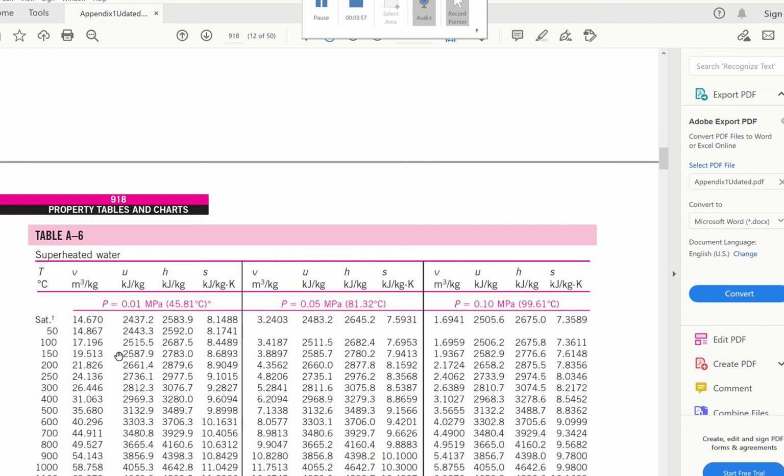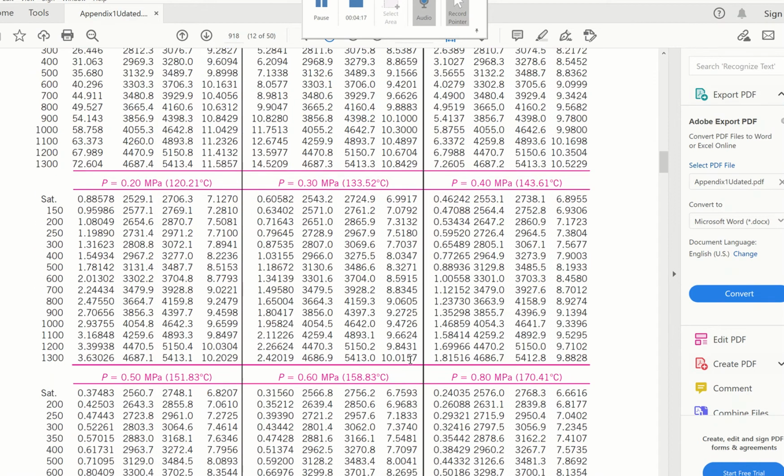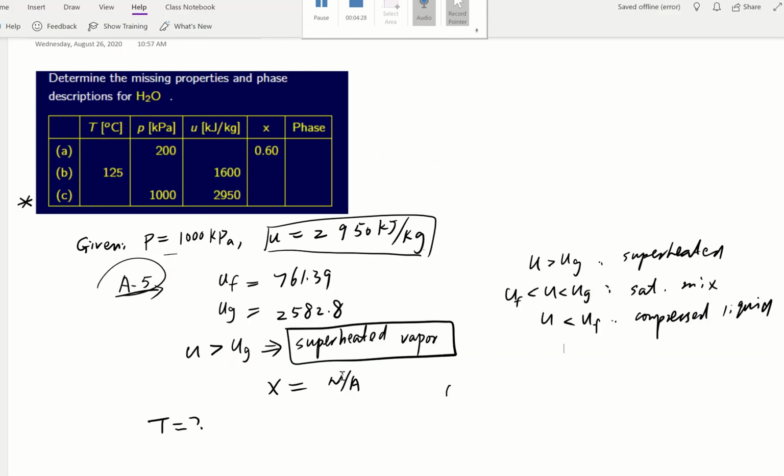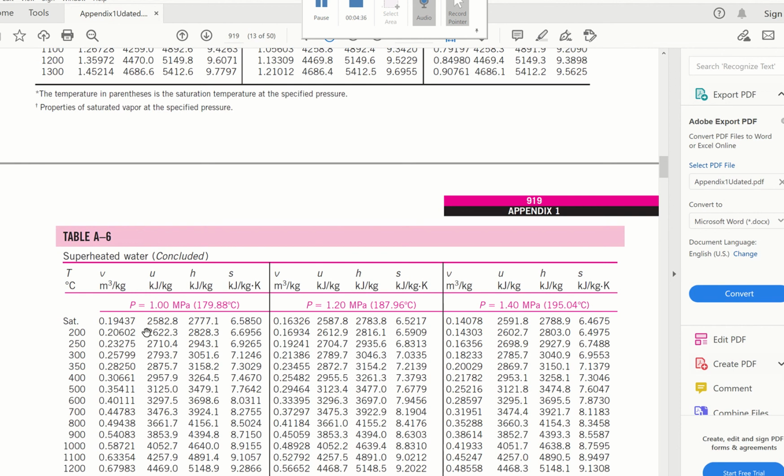In the previous steam table basics video, we talked about how for table A6, superheated vapor, there are many tables. It's categorized by pressure, and our pressure here is 1000 kilopascal. How many megapascal is 1000 kilopascal? It's going to be 1 megapascal. So we're going to look at 1 megapascal, and the second property we're given, remember, is U, the specific internal energy, 2950. So we're going to go to that table, 1 megapascal.